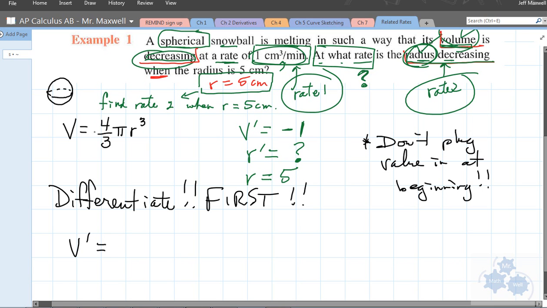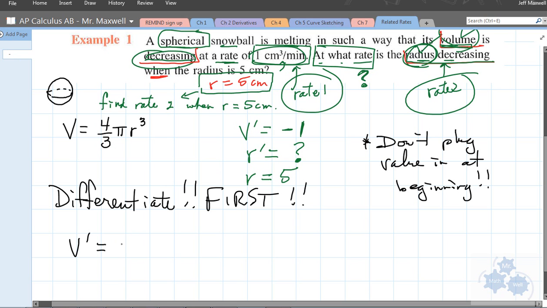What is the derivative of this side with respect to time? So that means we have to include an r prime in there. So what is the derivative of that side? Do we have to do the chain rule? Well, consider this. This is a number, and this is a number. Pi is an irrational number, but it's still just a value. It's a constant number. So really, we only have one variable here, and what we're going to do is the power rule here.